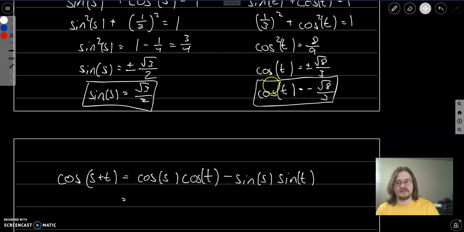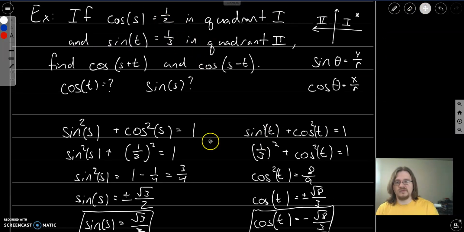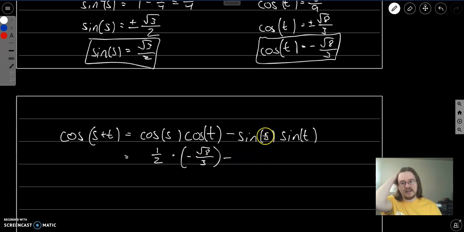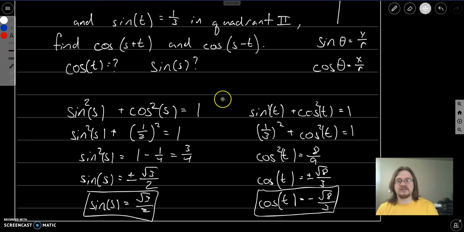Cosine of s, we said was 1/2. Cosine of t is going to be negative square root of 8 divided by 3, minus the sine of s, we said was root 3 over 2, and the sine of t, we said was 1/3.